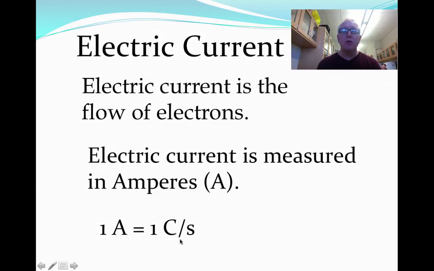In a way you could look at it like the flow of a river. How many charges go by per second, in this case instead of water going by, it's charges going by. So 1 ampere is 1 coulomb per second. We talked about coulombs last time as being the unit of electric charge.